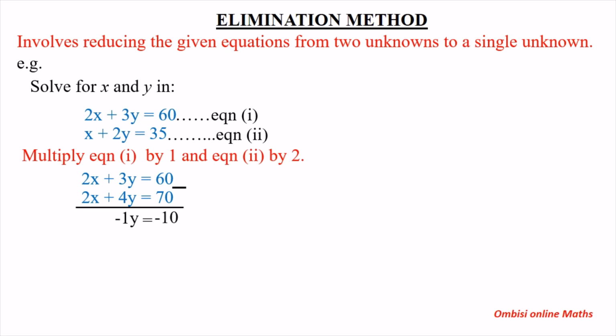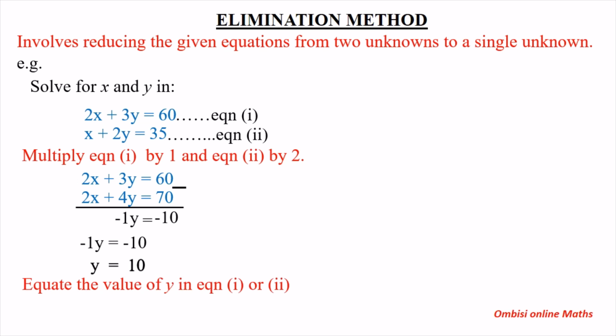So you can see we have eliminated one unknown, that is the x unknown. We remain with y. Now, when you divide by negative 1 on both sides, you end up with y equals 10. After finding the value of y equals 10, we can substitute this y in either equation 1 or equation 2, whichever you choose.